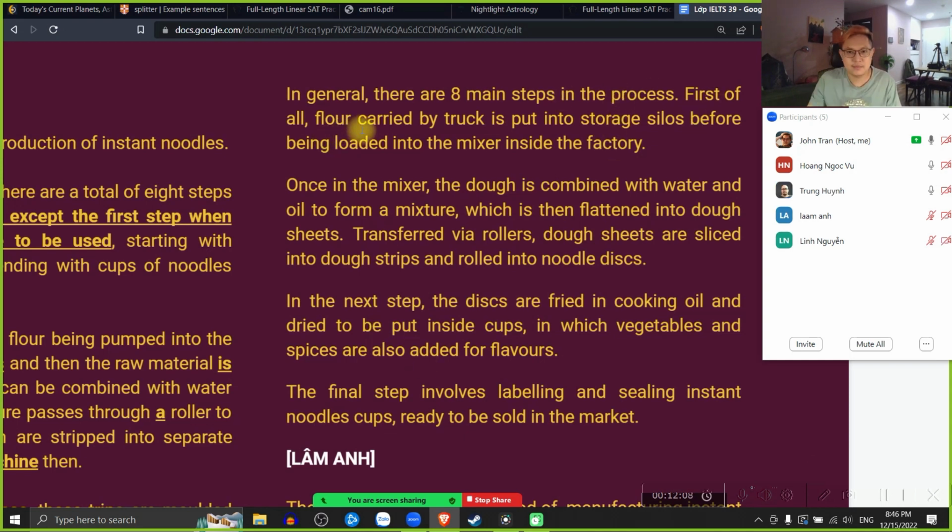Flour can make its way from the start silent before being loaded into the mixer inside the factory. Once in the mixer, the dough is mixed with water and oil to form what? A mixture. To form a mixture, which is then flattened.